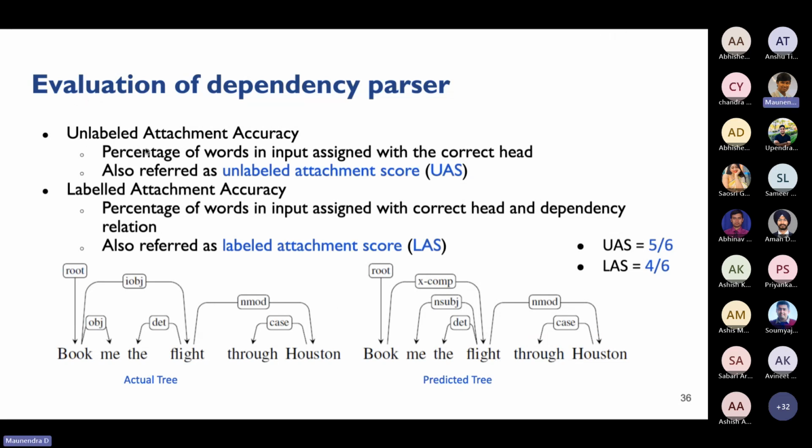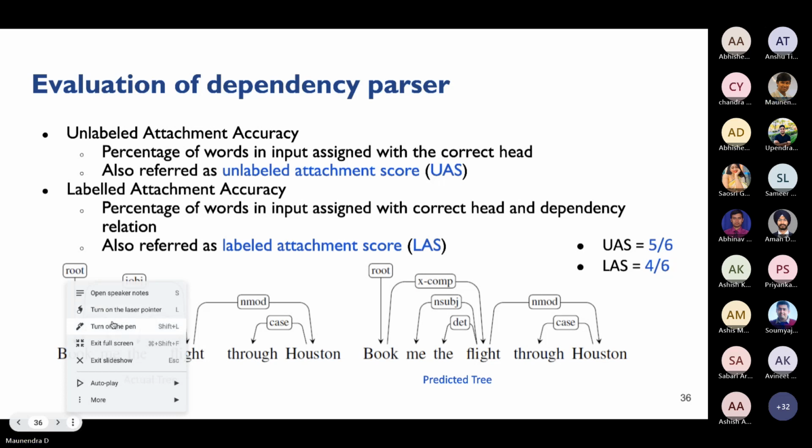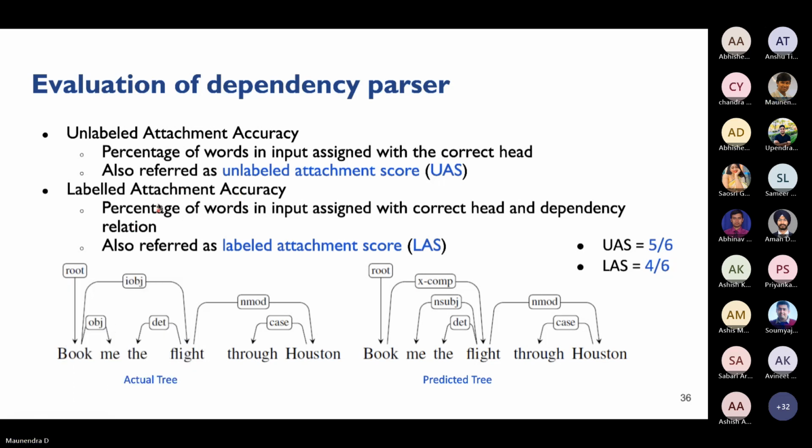So first one is unlabeled attachment accuracy, and second one is labeled attachment accuracy. What it does is it compares an actual tree, the ground truth tree, and the predicted tree. In unlabeled attachment accuracy, you check the percentage of words in input that are assigned with the correct head. It is unlabeled, that means we ignore the labels. Labeled attachment accuracy will compare these, but will also compare the labels which are there.